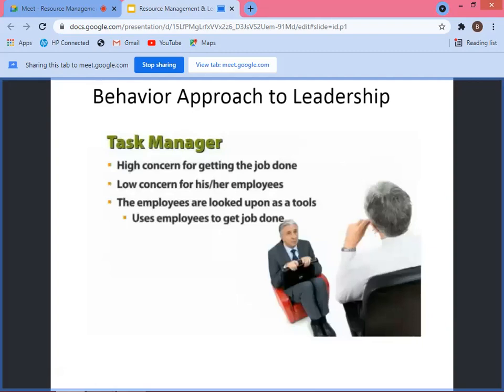The task manager is high concern for getting the job done and low concern for his or her employees. The employees are looked upon as tools; he uses employees to get the job done. He's only using the employee, but he's not concerned for the employee. He's not thinking about the promotion of employees, the development of employees, the training of employees. No concern at all. His concern is only the production, the maintenance, the logistics, only the job, only the job. No concern for employees.